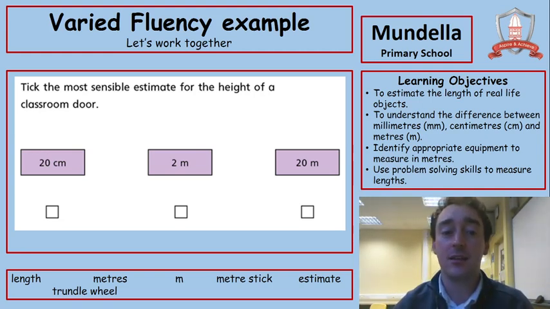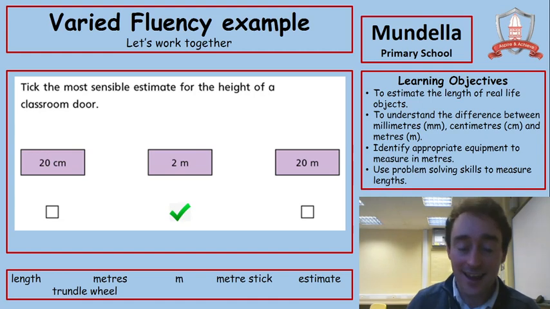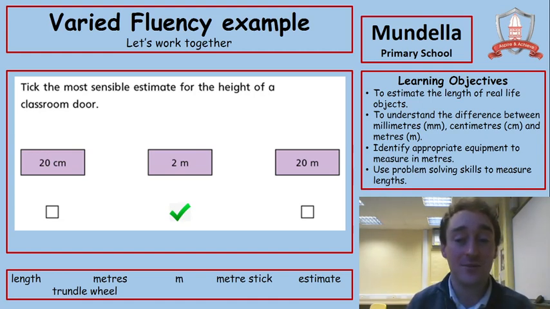Okay, I think that if we're doing a sensible estimate, it's going to be 2 metres. Let's check our answer. Yes, we are right. Okay, so that's the height of the length of a real life object there. Now let's see what you can do.